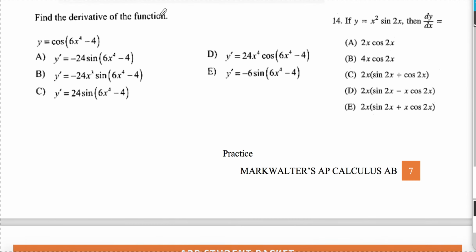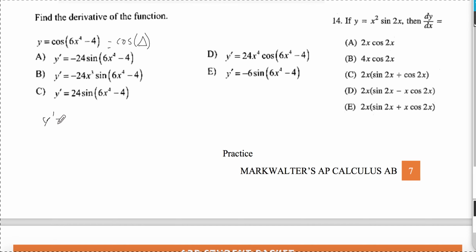All right, find the derivative of the function. What do we got here? We have cosine of 6x to the 4th minus 4. That looks like another Dorito math thing, another chain rule thing. We have cosine of something, right? We have an outside, we have an inside, so let's go ahead and find our derivative here then.